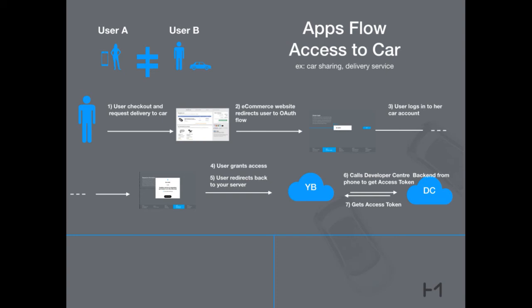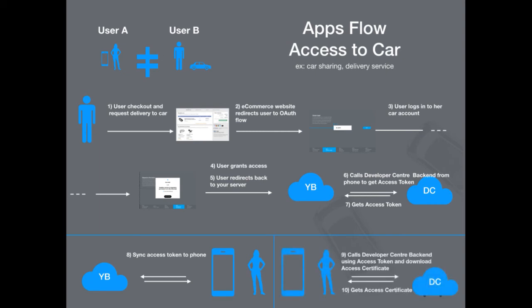And when the grant access button is pressed, we redirect the user to your backend server. From your backend server, you can call our developer center and get the access token and save it locally in your database. Later, you can sync the access tokens to the phone, and whenever the delivery is going to happen, that delivery person can get the access certificates to the specific car from the specific device and deliver the stuff to the car.